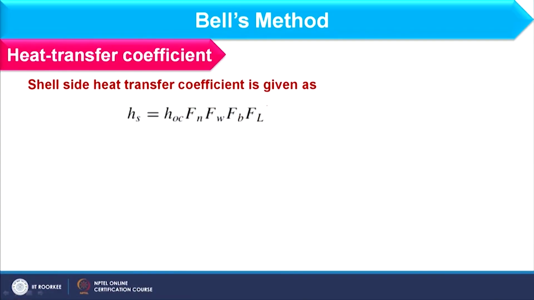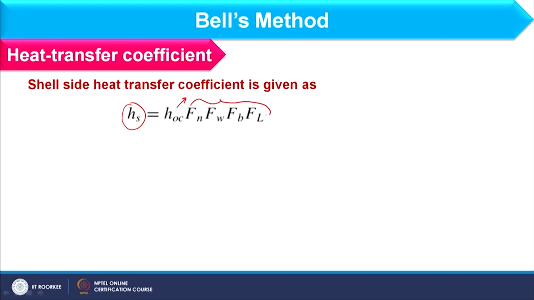If you remember Kern's method, we discussed equivalent diameter to calculate heat transfer coefficient and pressure drop, but here I am not considering equivalent diameter because heat transfer is occurring over the outer surface of the tube, and other effects are not there. So this gap is also not there. This is the ideal tube, where heat transfer is occurring over this surface. Therefore, we will first consider HOC. In this expression you can see the shell side heat transfer coefficient, here I am having HOC, and then we consider different factors.